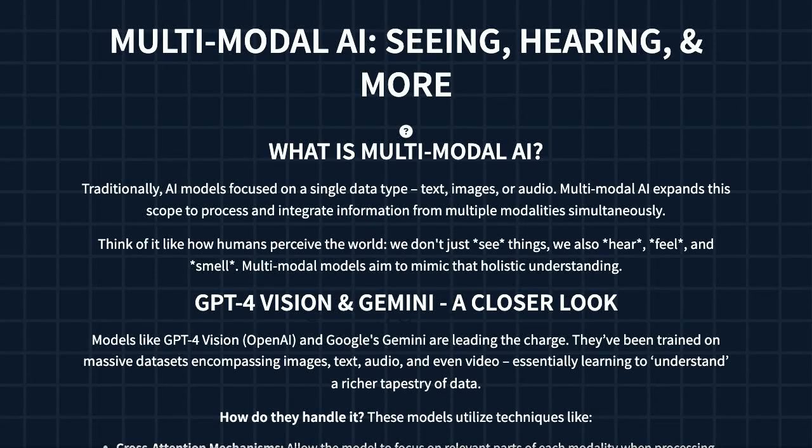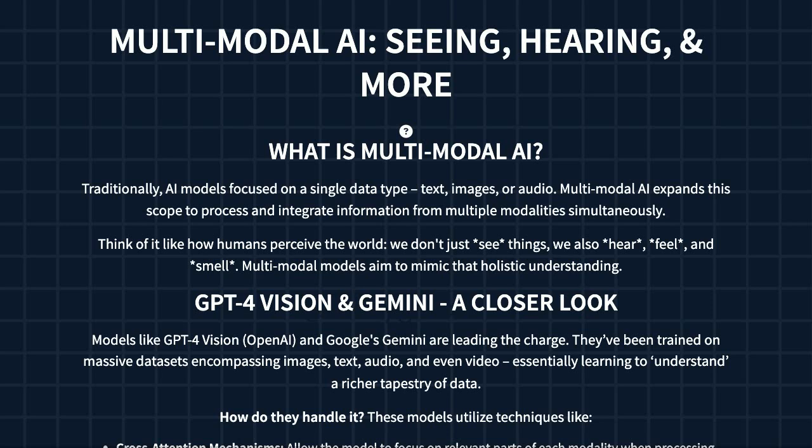Okay, let's talk about multimodal AI. It's all about models that can understand and use multiple types of data at once, not just text like we're used to with things like ChatGPT. Imagine if you could ask an AI to describe a picture it's seeing, or generate captions for videos. That's the goal of multimodal AI.